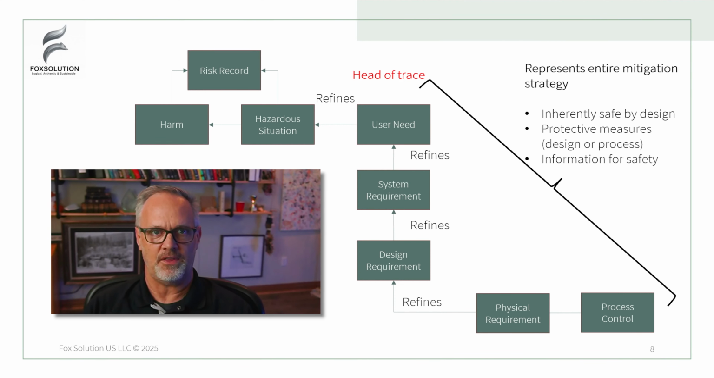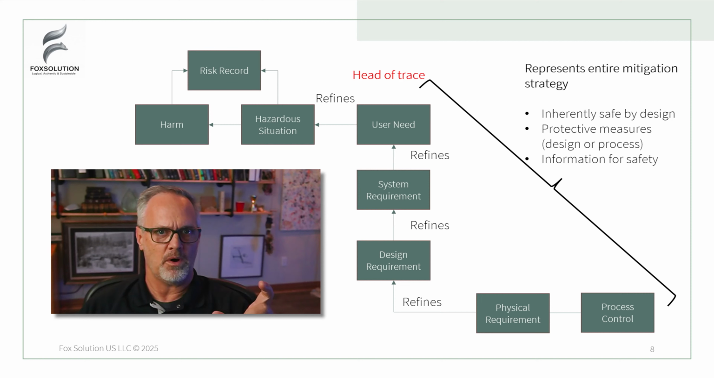Now, the problem with that is what the theory would tell you: you can't control the occurrence of the harm unless you control the P1 factor, which is the hazardous situation. So the first thing we want to do is assure that we have control over that hazardous situation occurrence, so we need to track it. Okay, so that's sort of this hazardous situation harm risk record group.